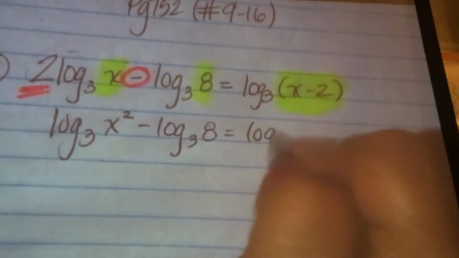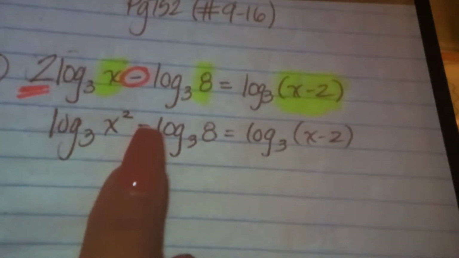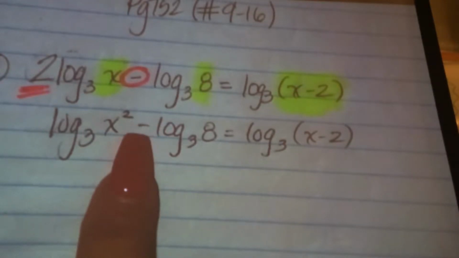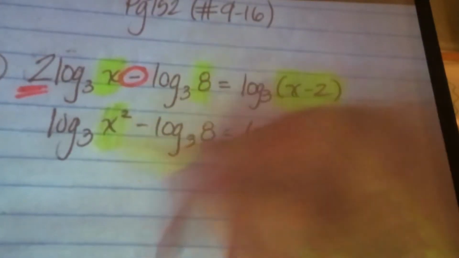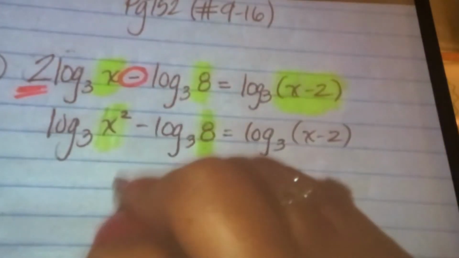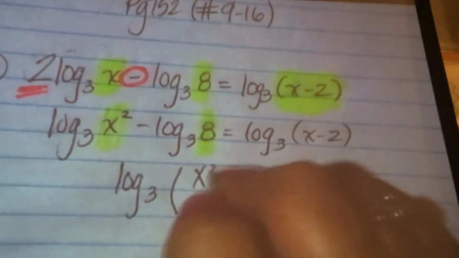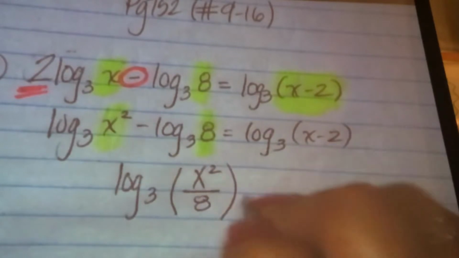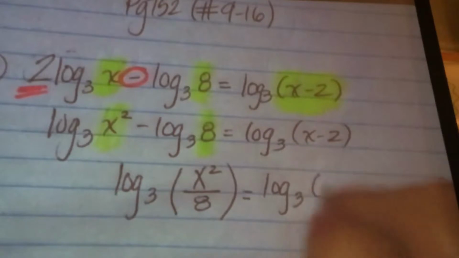And then now let's see if we can do something else with this minus sign. Kanoa, what does subtraction yield again? It was division. Very good. So that means my 2 arguments are now going to be divided by each other. So I have log base 3 of x squared over 8 equaling log base 3 of x minus 2.